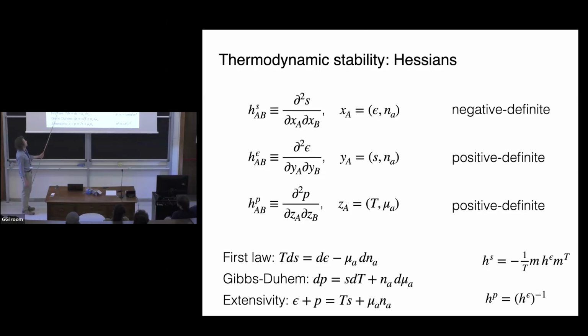Similarly, this matrix, when you differentiate energy with respect to its variables, entropy and the charge densities, would be positive definite. For pressure, if you work in the grand canonical ensemble, the natural arguments are temperature and chemical potential. Again, this matrix has to be positive definite.